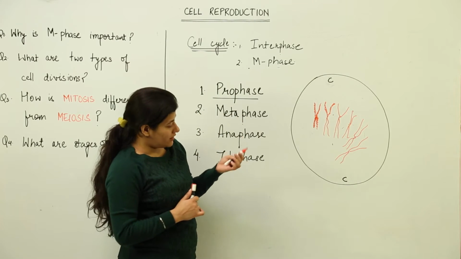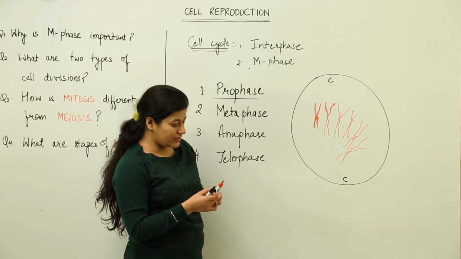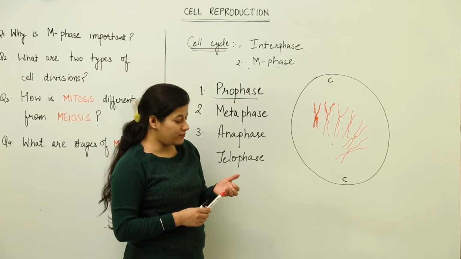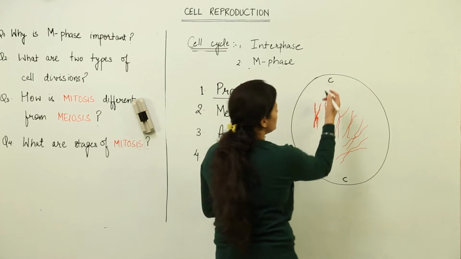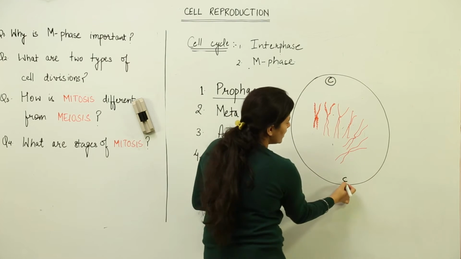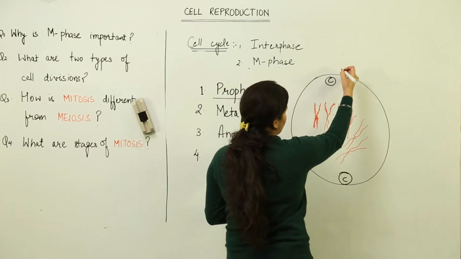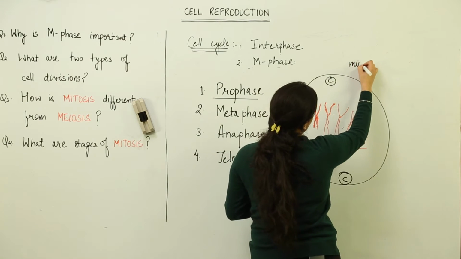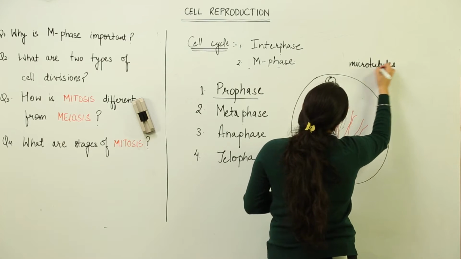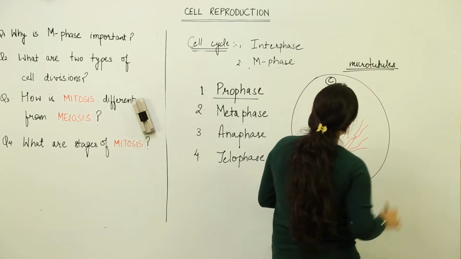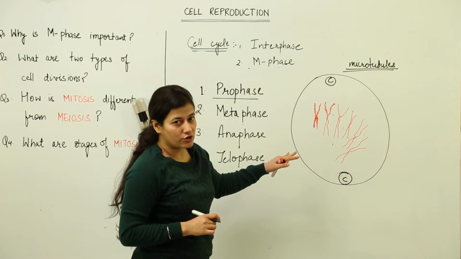Okay. Now we had talked that centrioles get duplicated during the S phase, they move towards the poles during the prophase. What is the function of these centrioles? Centrioles are microtubular structures. Their function is that they are going to form microtubules only, but these microtubules are going to serve the purpose of separation of the chromatin material.